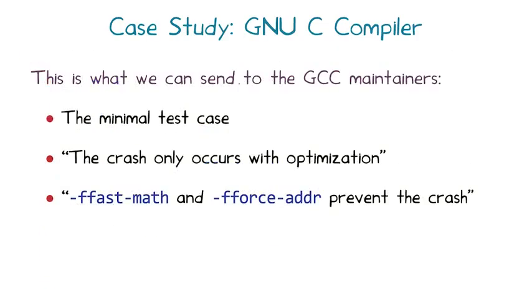So this is what we can send to the GCC maintainers. The minimal test case that we found, the fact that the crash occurs only with optimization, and the fact that optimization options -f_fastmath and -f_force_addr prevent the crash. While we as GCC users cannot identify a place in the GCC code that causes the problem, we have identified as many failure circumstances as we can.